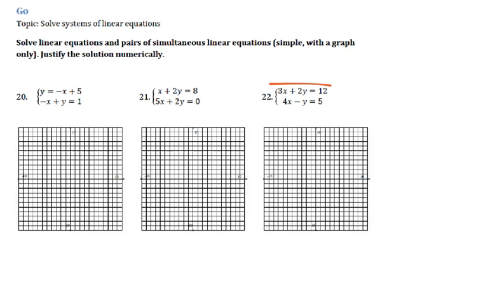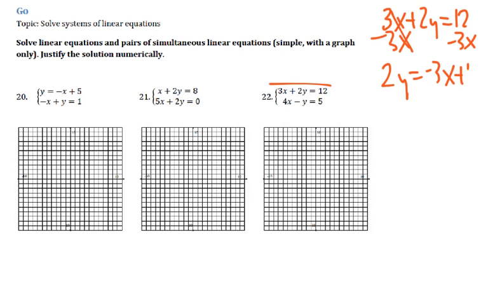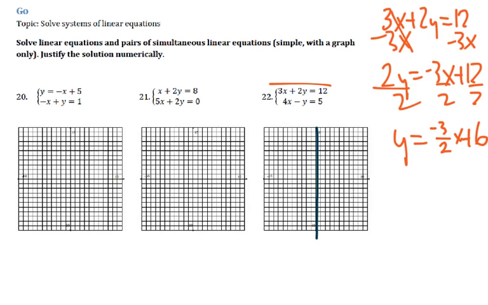So start out by putting them into slope-intercept form, because that's the easiest to graph. So subtract 3x from both sides. You get 2y equals negative 3x plus 12. Divide by 2. You get y equals negative 3/2 x plus 6. So we get our x-axis here with our y-axis. Then I go up 6. Draw my point. Then we're going down 3 to the right 2, or up 3 to the left 2.